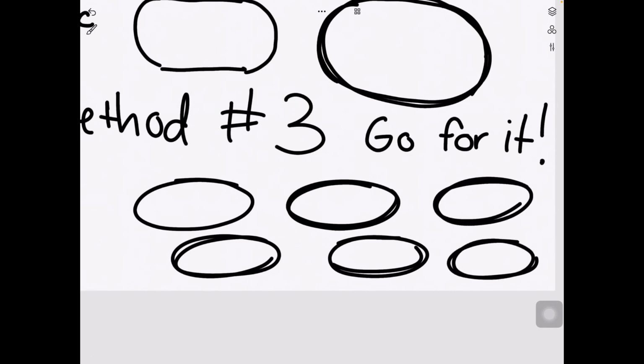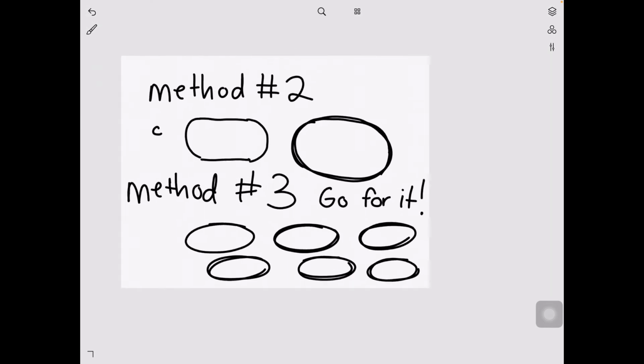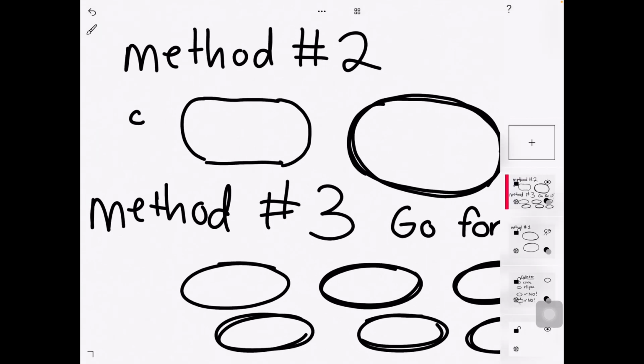Try out the Go For It method, which is just putting your pencil onto the paper. Remember, checking to make sure it's not a circle and it doesn't have any points. All right, let me see which ones you think was your favorite method.